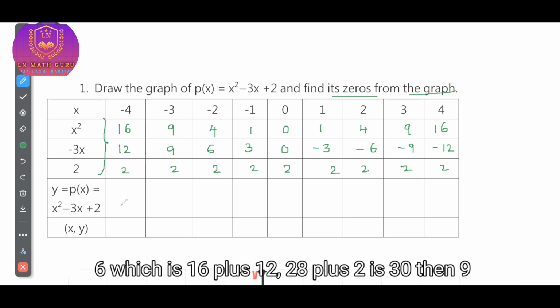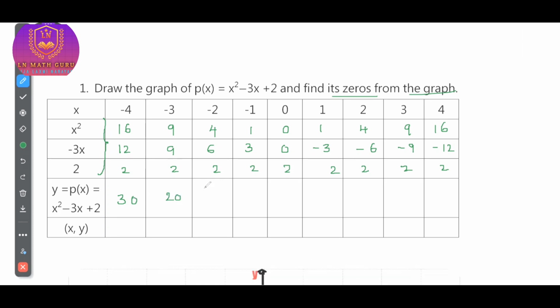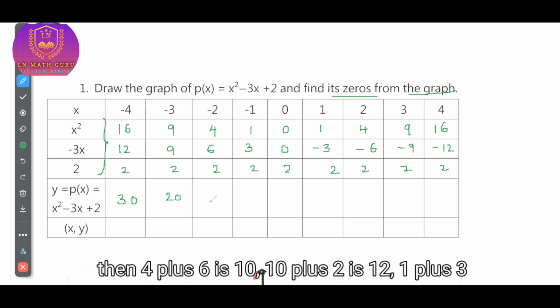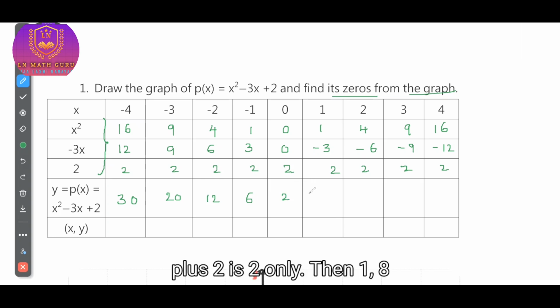which is 16 plus 12, 28, plus 2 is 30. Then 9 plus 9 is 18, plus 2 will be 20. Then 4 plus 6 is 10, 10 plus 2 is 12. 1 plus 3 is 4, 4 plus 2 is 6. 0 plus 2 is 2 only.